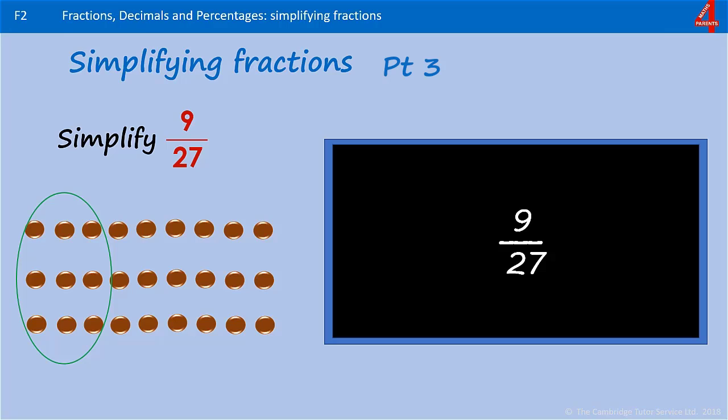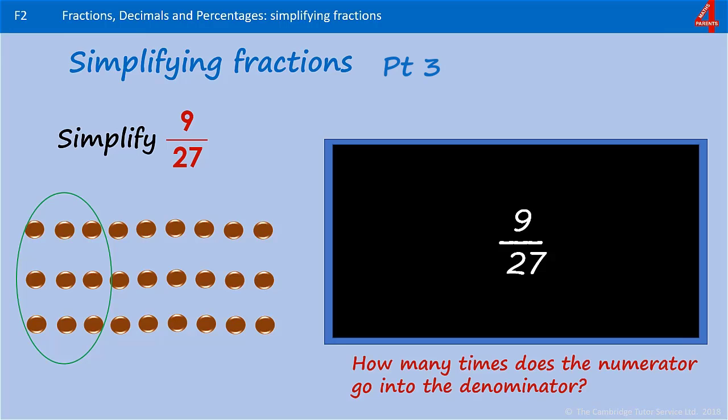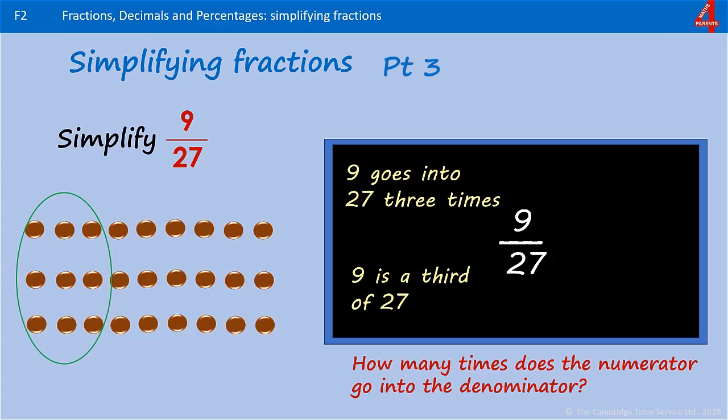Here's one more to try. 9/27. Pause the video and have a go at simplifying that. How many times does 9 go into 27? It goes in 3 times, so 9 is a third of 27.